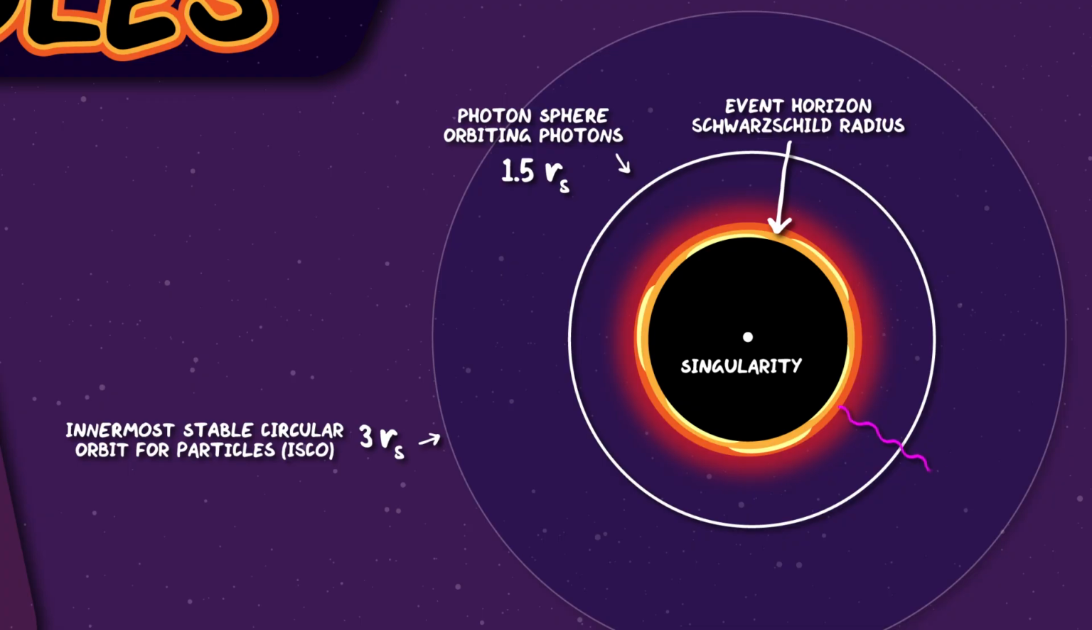Also, black holes give off Hawking radiation from the event horizon, although this is very, very faint, and it's impossible for us to detect this unless we could somehow get very, very close to a black hole.